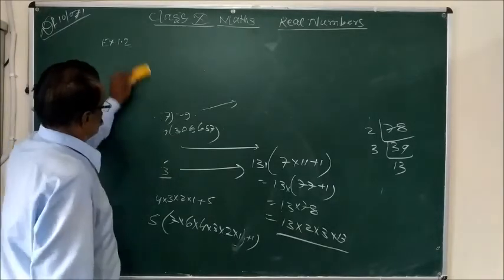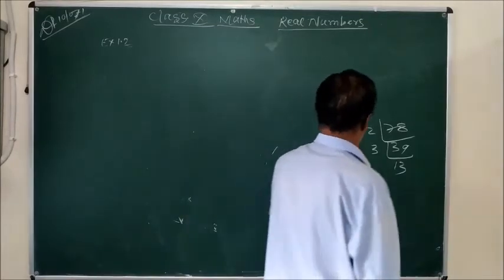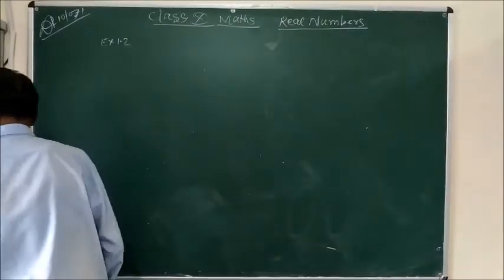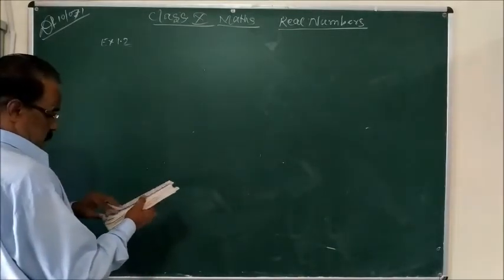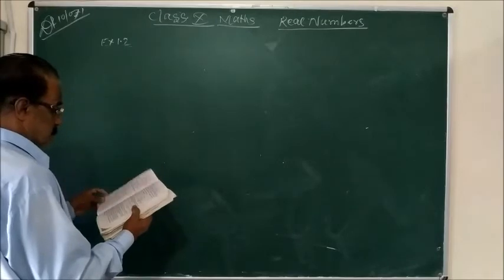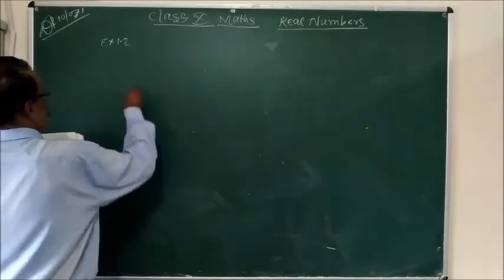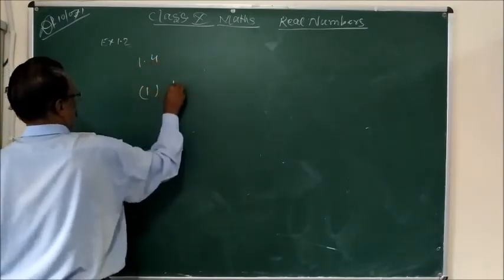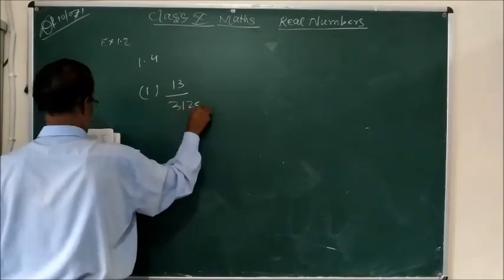So this is the question. All the questions I have explained and you will solve. One question: how will you find, without actual division, whether the decimal representation will be terminating or non-terminating? So question number 1.4, question number 1: 3125 upon 5 power 5.